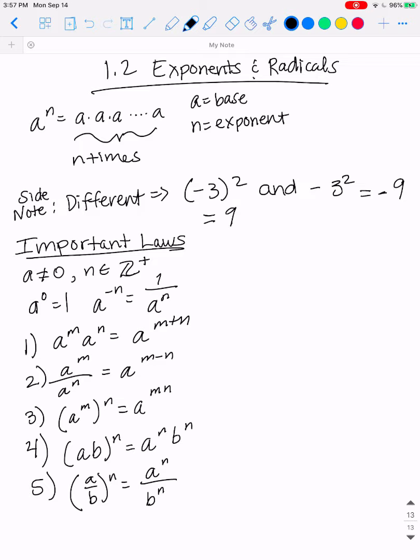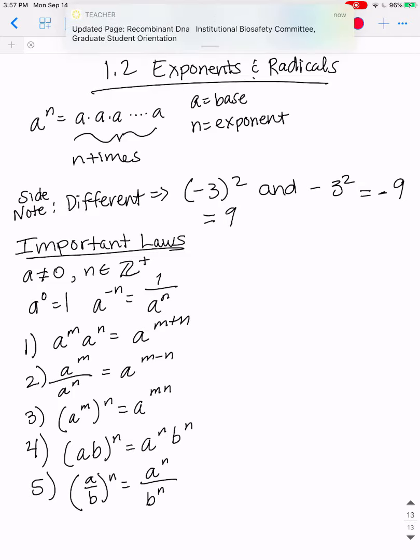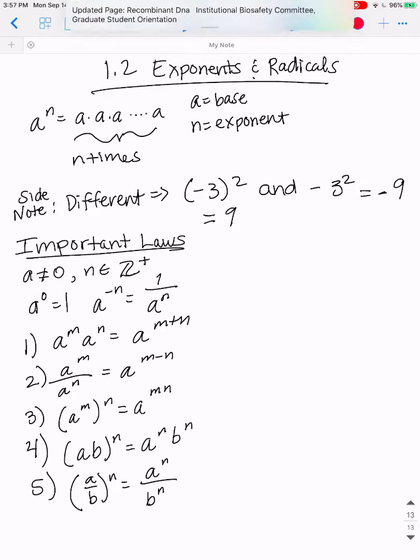So you guys should be familiar with exponents from previous courses, but here are some important laws that maybe you need to brush up on. So for a does not equal 0, n is going to be in the positive integers. So a^0 actually equals 1. But a^-n, when our exponent's negative, that means that it's going to be a fraction. So to get rid of the negative, we're going to kick it down to the denominator.